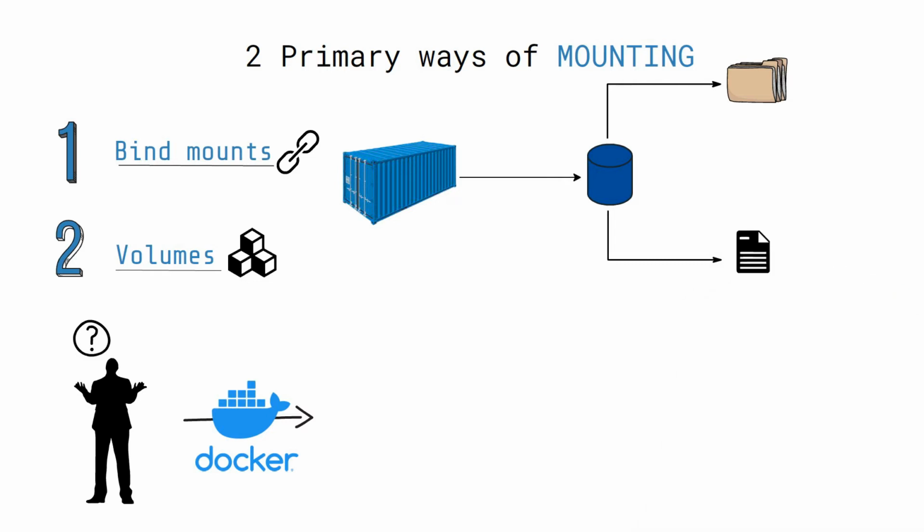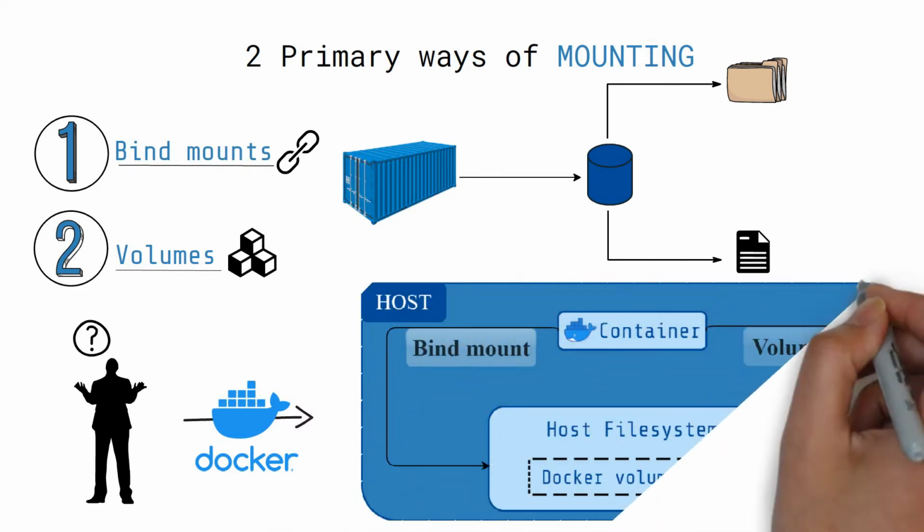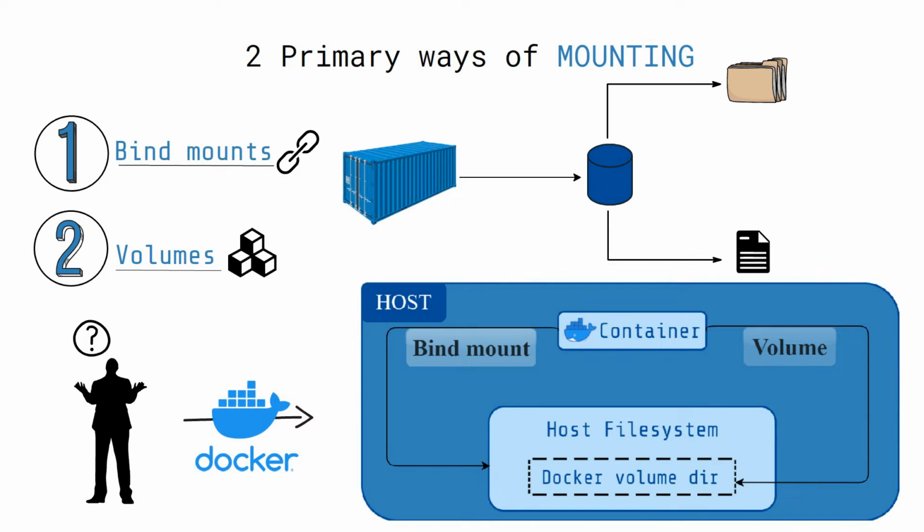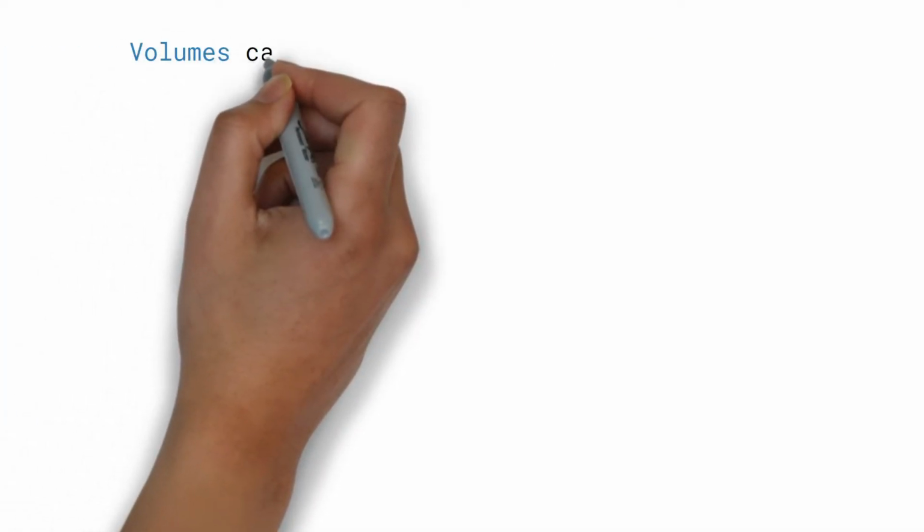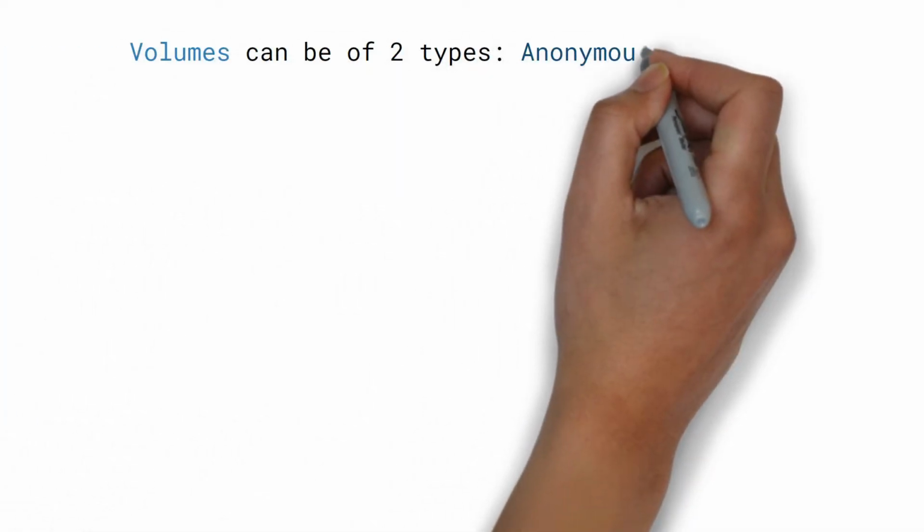An easy way to visualize the difference between volumes and bind mounts is to think about where the data lives on the Docker host. Bind mounts may be stored anywhere on the host file system, whereas volumes are stored in a particular part of the host file system which is managed by Docker. Additionally, volumes can be of two types: anonymous and named.